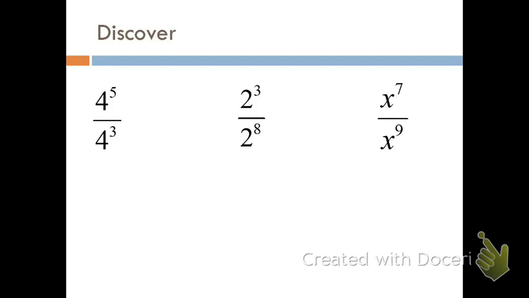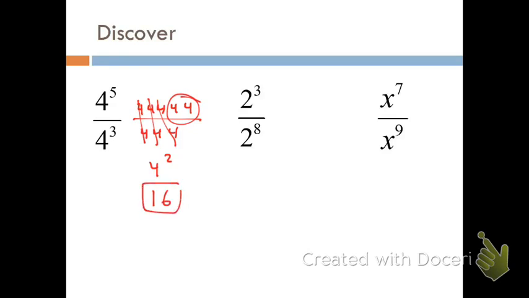4 to the 5th means 4 times 4 times 4 times 4 times 4. Agree? Yes. Over 4 cubed means 4 times 4 times 4, right? Yes. Now look at this. Couldn't you just, since it's all multiplying, couldn't we just go cancel, cancel, cancel? What's left? 4 squared. Agree? Which is what? 16. Oh my goodness, you guys are so smart.